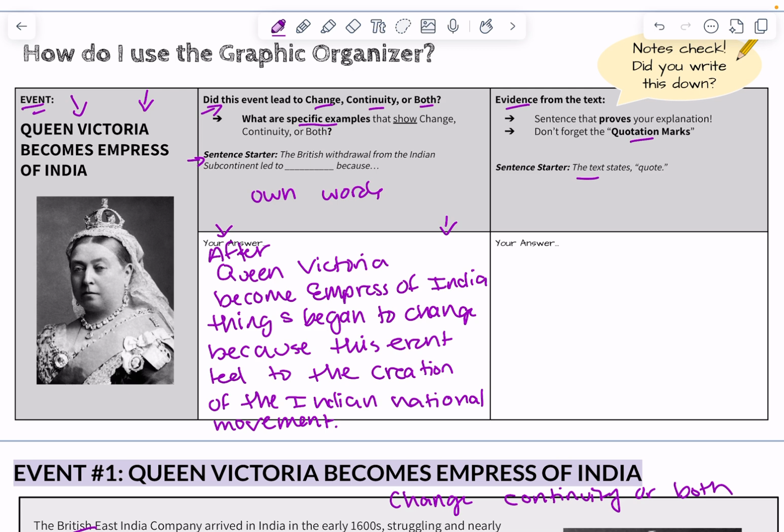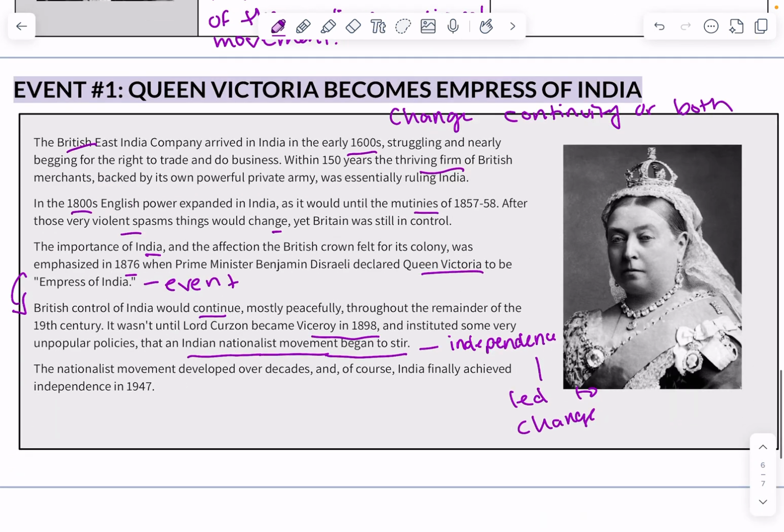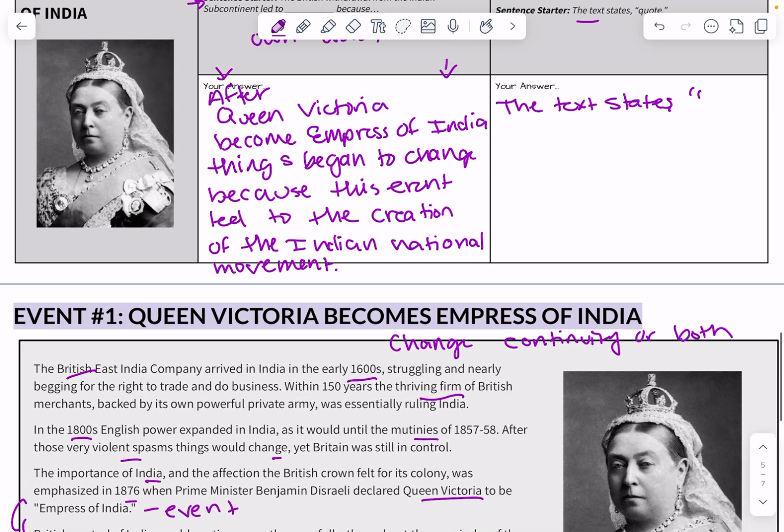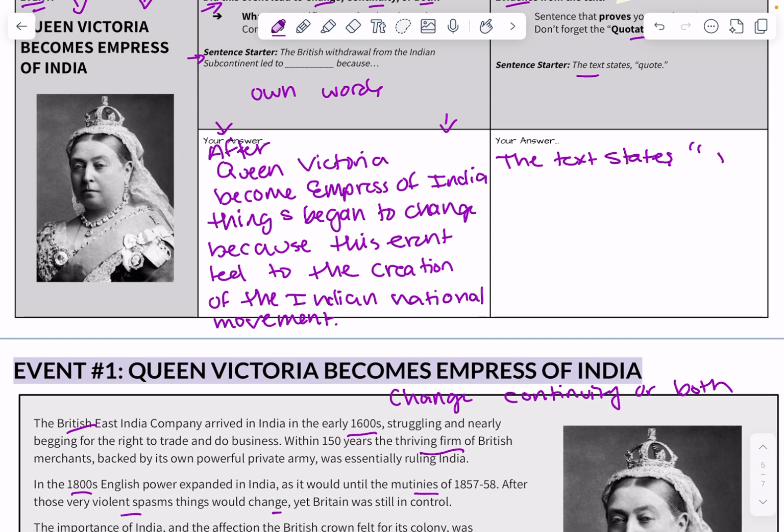Now what I'm going to do is I'm going to put evidence from the text. The text states, so I used my sentence starter, and now I'm going to put this in quotation marks. I think I'm going to use the sentence right here. It wasn't until Lord Curzon became viceroy in 1898 and instituted some very unpopular policies that an Indian national movement began to stir. All right, let's write that down.